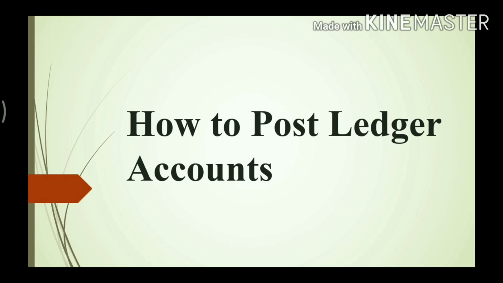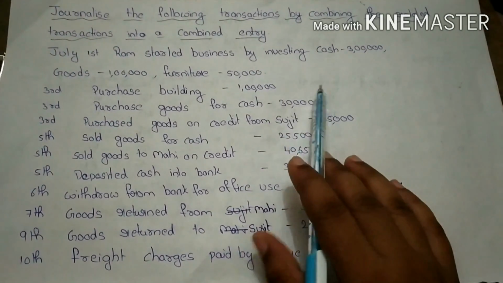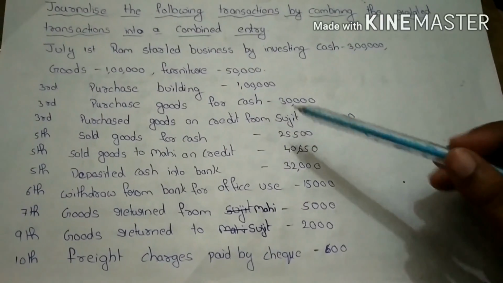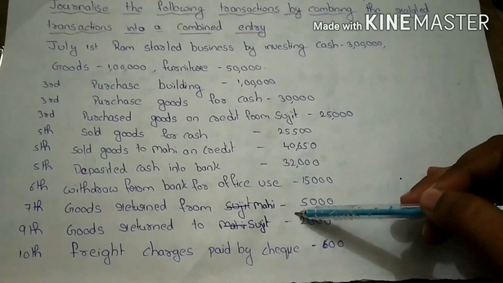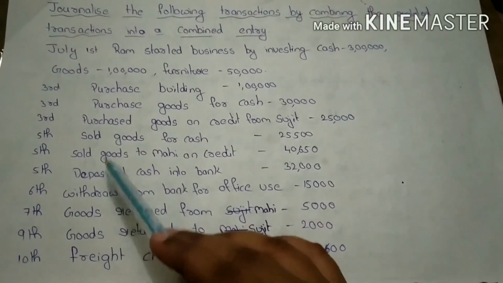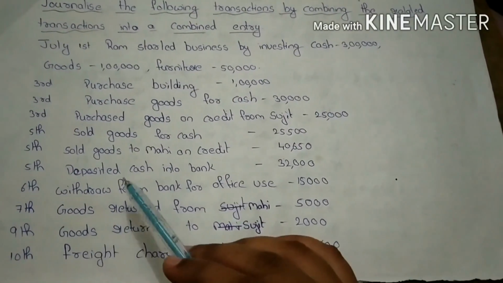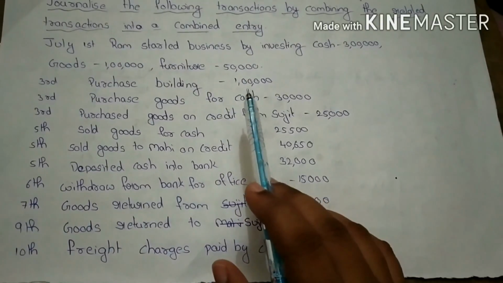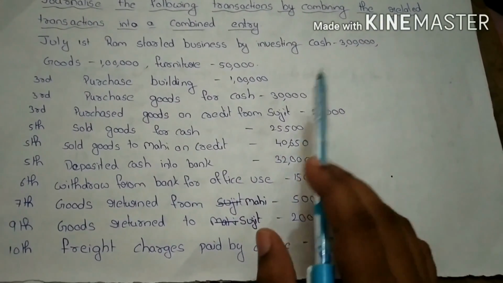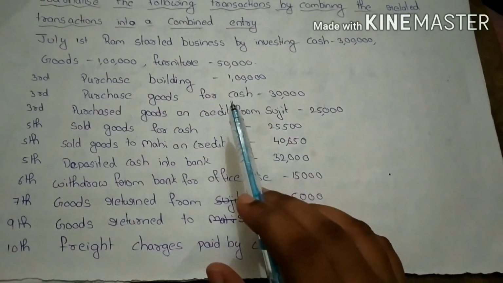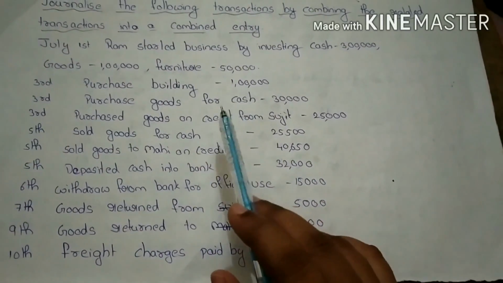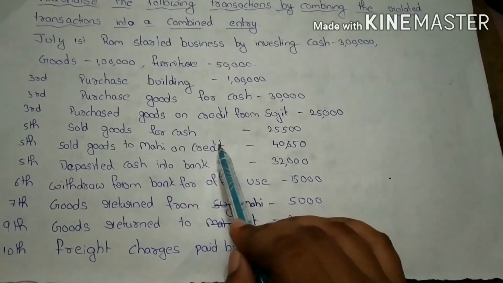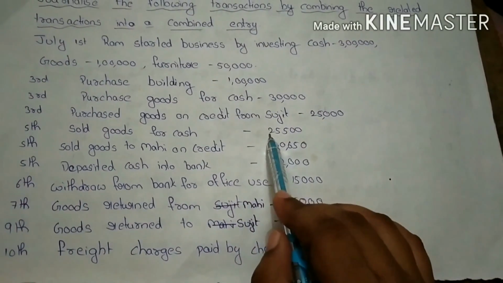Let's see. In my previous video, I prepared journal entries for these transactions. Up to 10 days of transactions are recorded in journal entries. Some compound entries are also included, and I already explained how to prepare those. Now, with the help of these entries, we have to prepare ledger accounts.